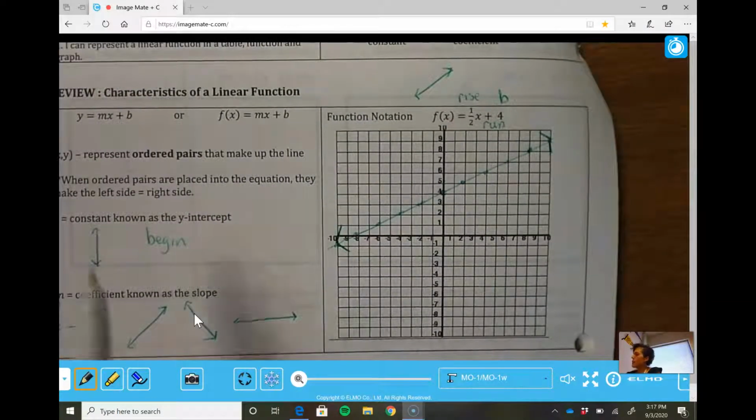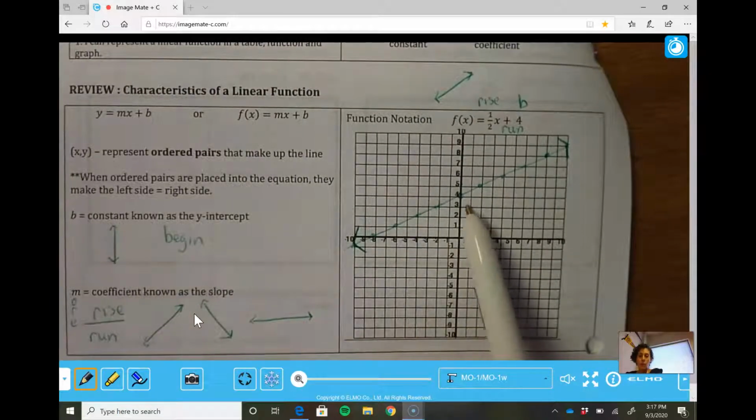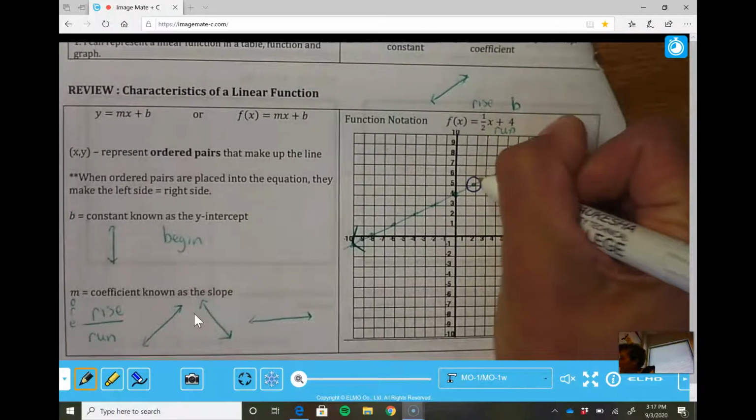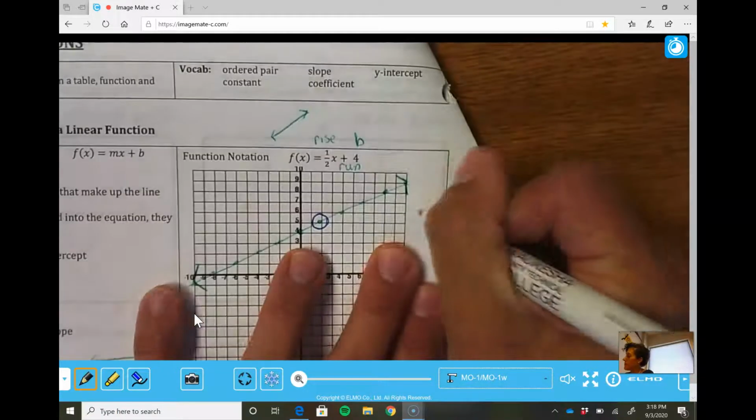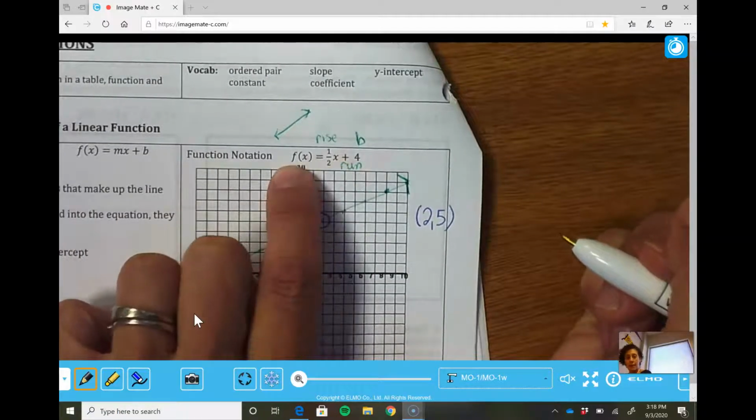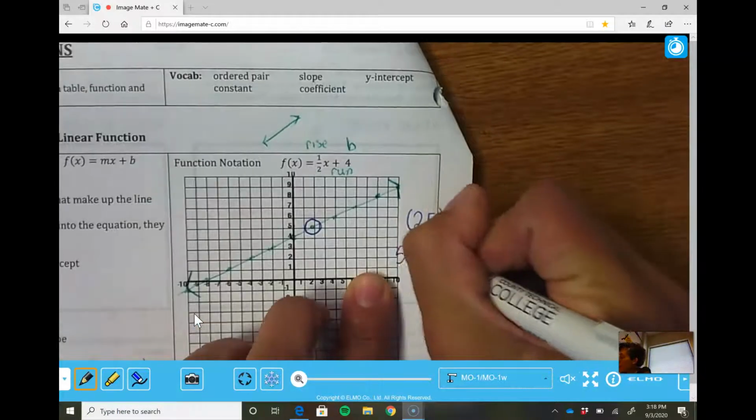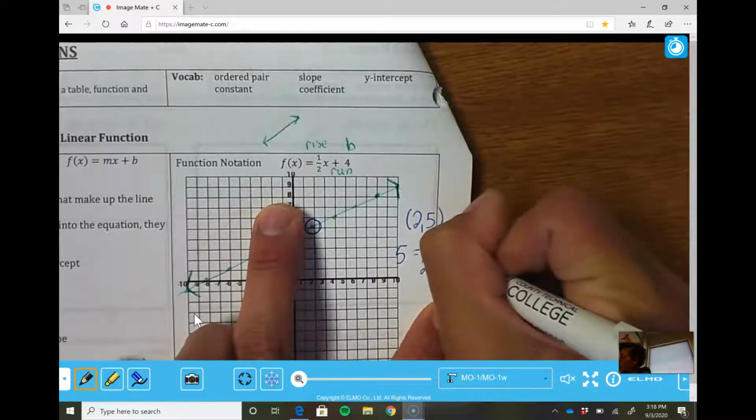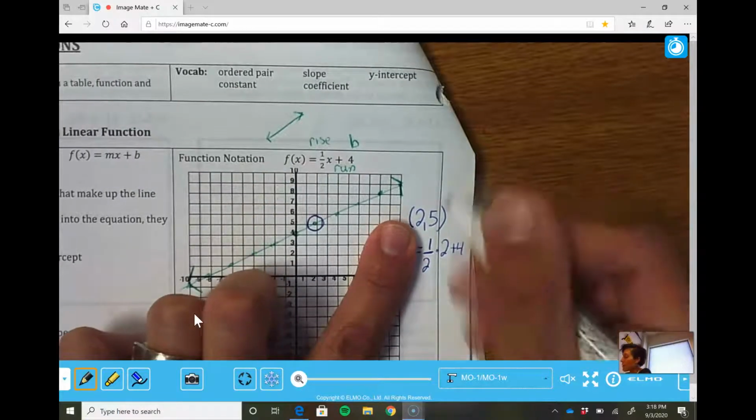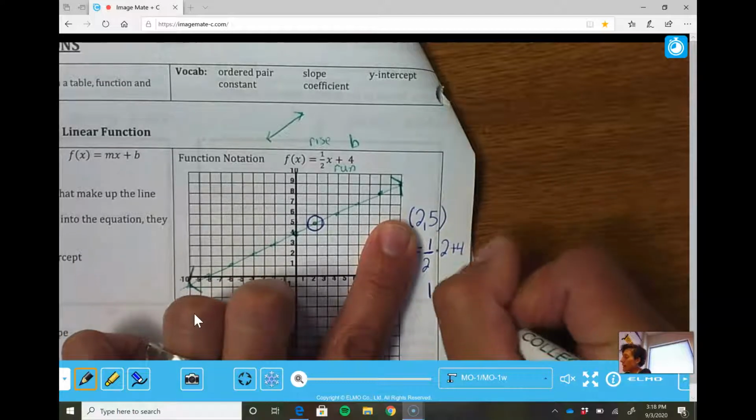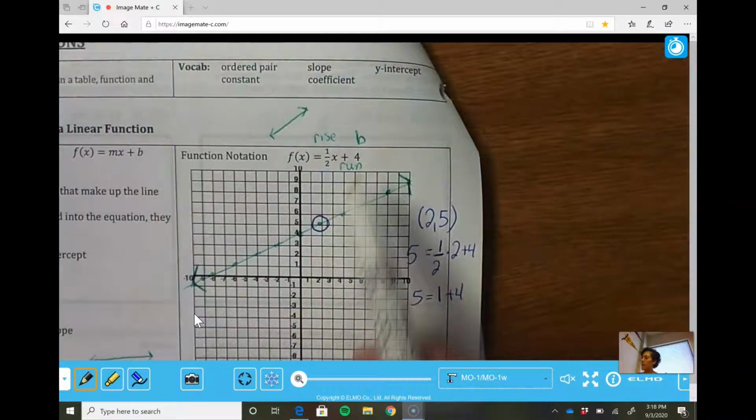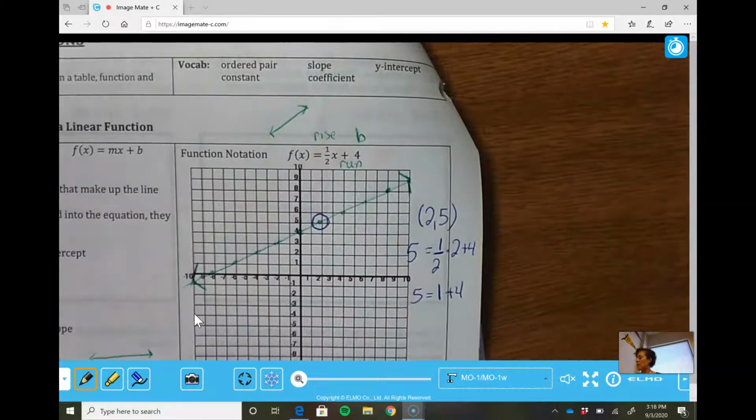All right, so what I was just talking about is if I take any of these ordered pairs, for instance, 2, 5. If I take that coordinate 2, 5, and I put it in here, x will get 2, f of x, which is y, will get 5, and I do the math, the left side should equal the right side. So on this side, I follow the order of operations. Half of 2 is 1, and 1 plus 4 is 5. So any ordered pair on that line should go in for x and y. You do the math, and the left side should equal the right side.